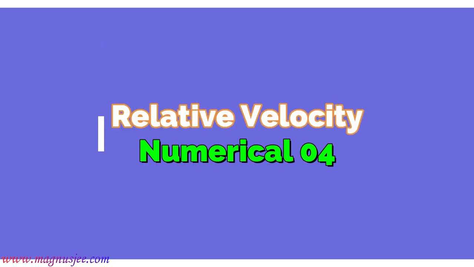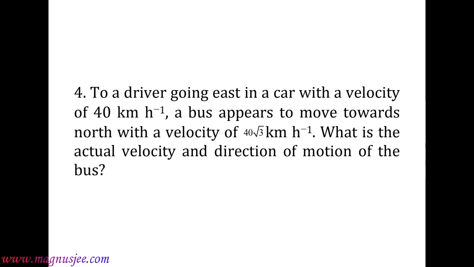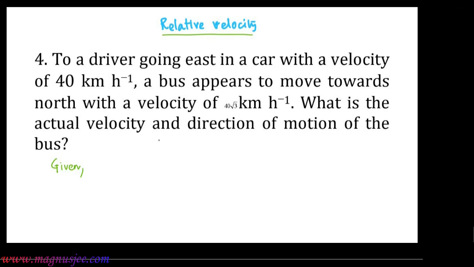Relative velocity, numerical number 4. To a driver going east in a car with a velocity of 40 km per hour, a bus appears to move towards north with a velocity of 40 root 3 km per hour. What is the actual velocity and direction of motion of the bus?